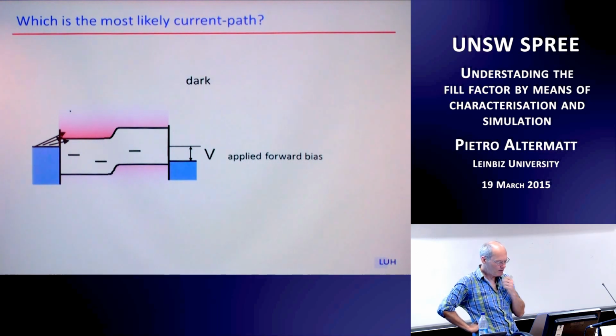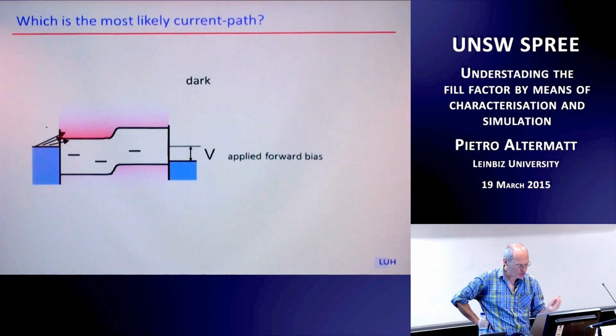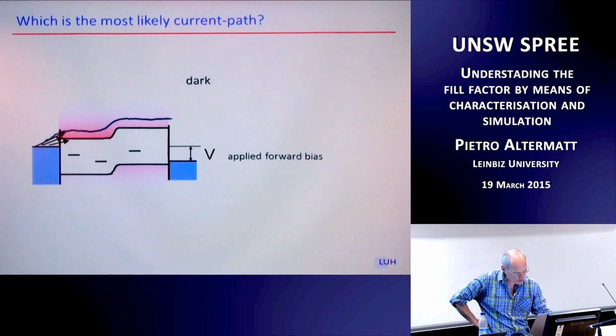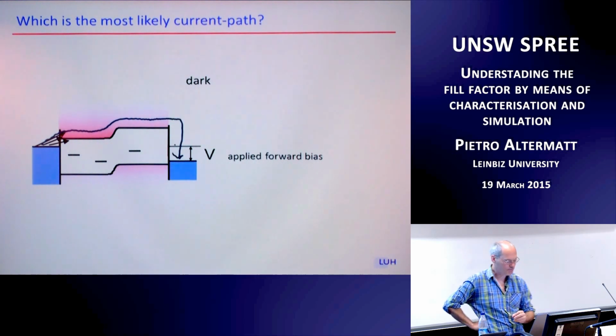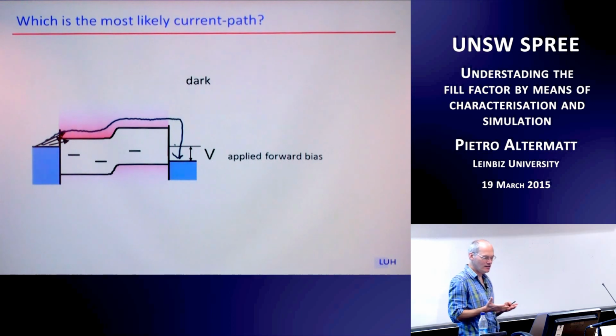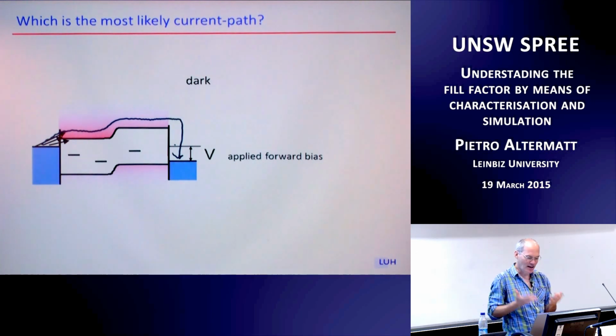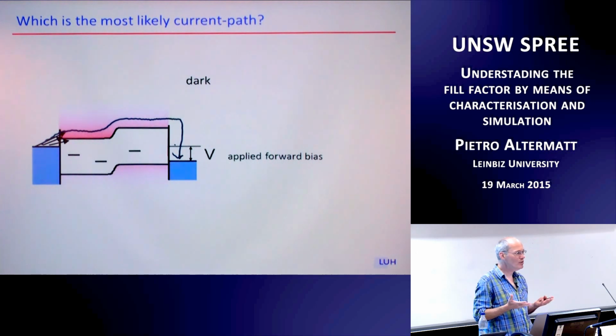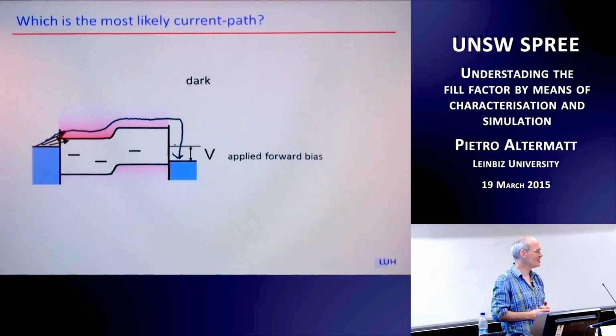When you apply a forward bias, I ask you, how should you get a current through that device? Is that what you may think, that the electrons go here and then they drop here at the middle? Is that a very likely current path? Or how do currents go through a dark diode or a dark solar cell? And I would say we can spend again a minute with your neighbors on that question.